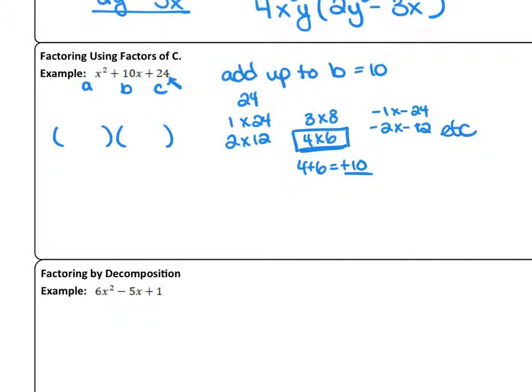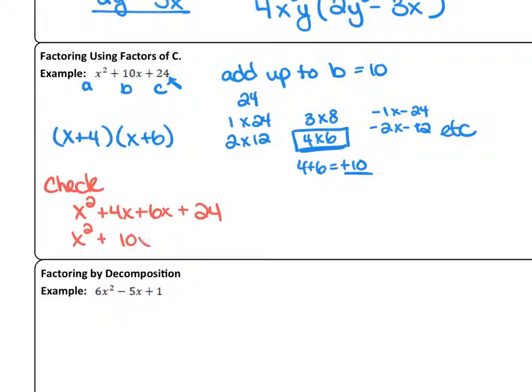Super easy to factor. It becomes x plus 4 and x plus 6. Again, you can multiply it out. You can check it to see if you're right by multiplying it out. Gives me x squared plus 4x plus 6x plus 24, x squared plus 10x plus 24. And I get back the same thing as what I started with, so I know that I am correct.